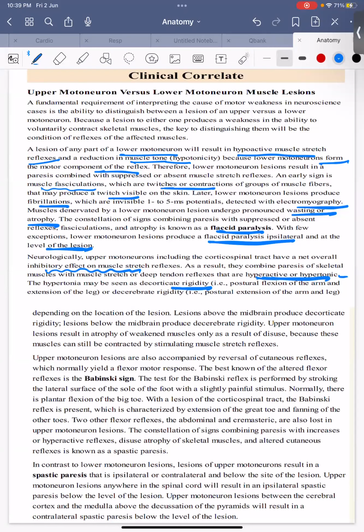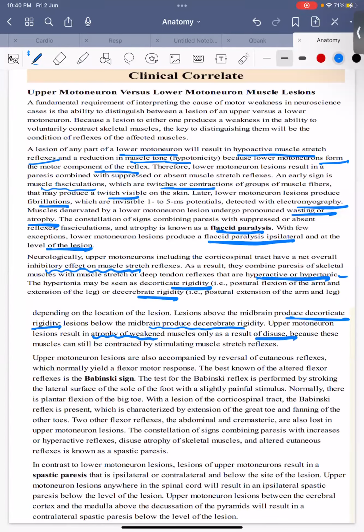Okay. Or it can cause decerebrate rigidity. Decerebrate rigidity means postural extension of the arm and the leg will occur with the rigidity. Okay. So if you have lesions above the level of the midbrain, that always produces decorticate rigidity. Okay, decorticate, we talked about it. There's flexion of the arm and extension of the leg, and a lesion below the level of the midbrain will produce this decerebrate rigidity, involving the upper motor neurons. Upper motor neuron lesions will also result in atrophy of the weak muscles, but it occurs as a result of disuse.